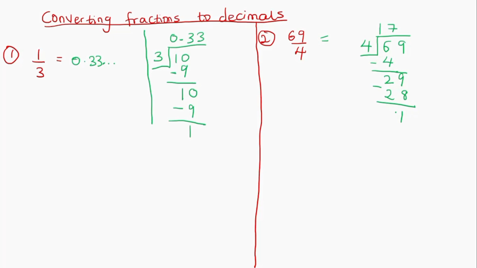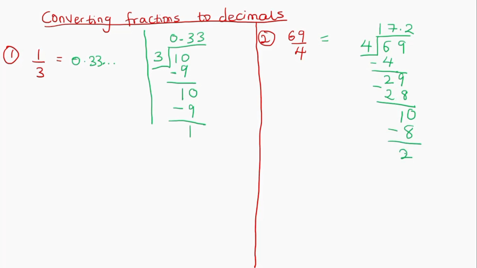Alright, now 4 cannot divide 1, so you add in your decimal point and you add in 0 to this. This becomes 10. Now 4 divided into 10 is going to give us 2. 2 times 4 is 8. Alright, so you subtract this. 10 minus 8 will give us 2.